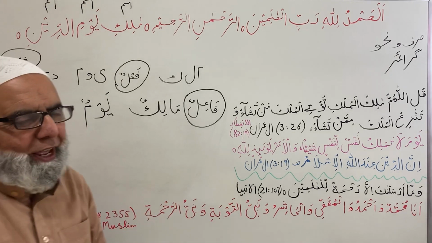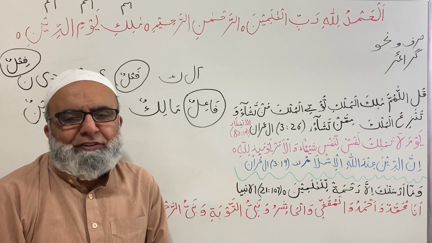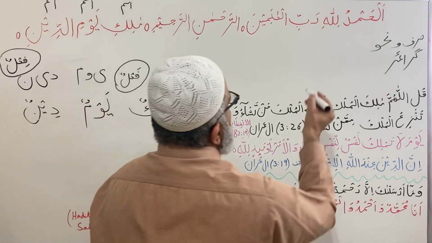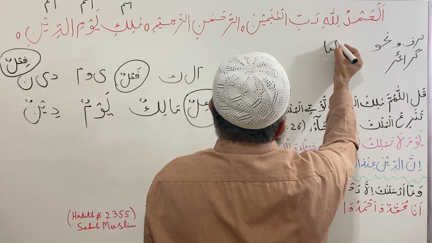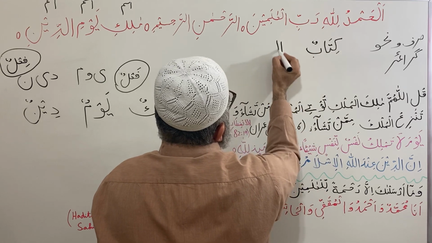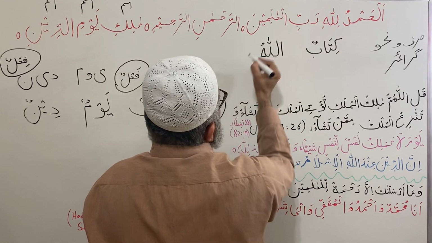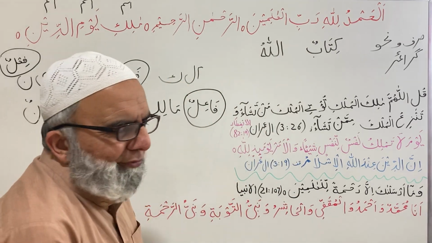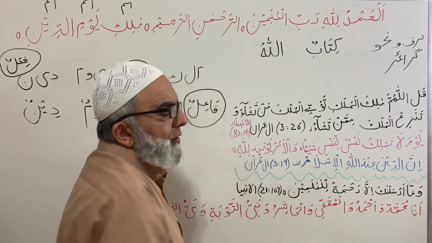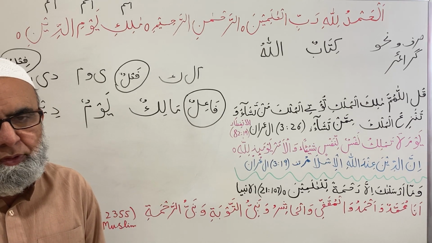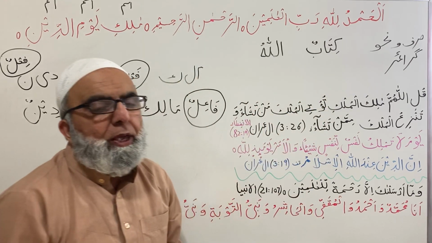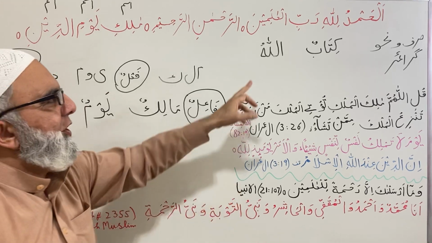Before explaining the further grammar of this, I would like to give you one example. After that, the clarification will be easier. I wrote two words here. One is kitabun, the other I put is Allahu. These are two separate words. They are not connected. Kitabun means a book. Allah means, this harf jalala means Allah.